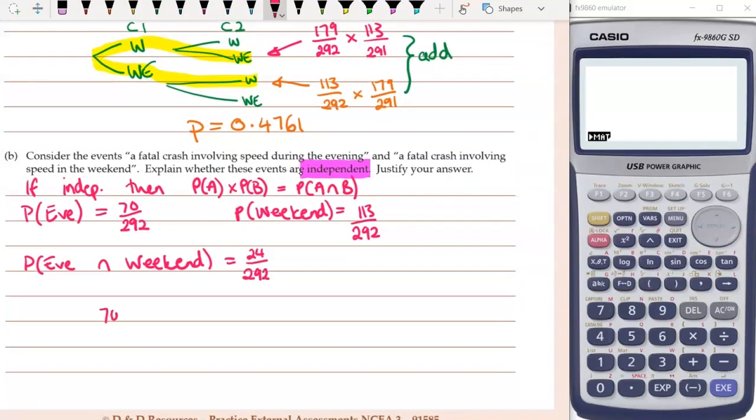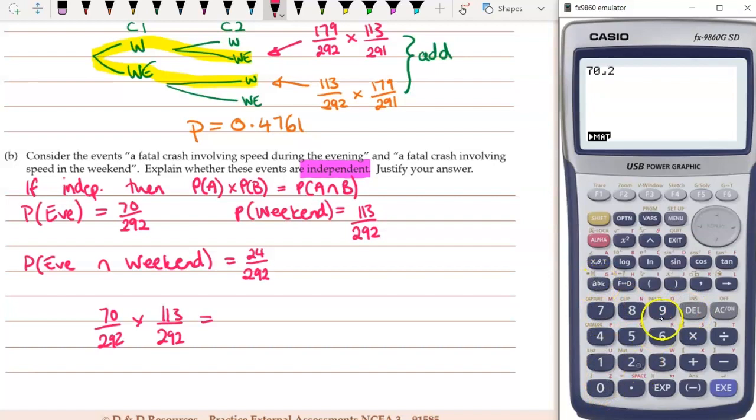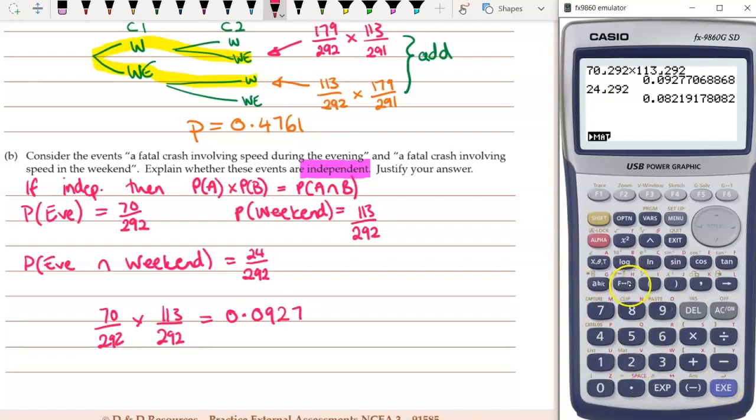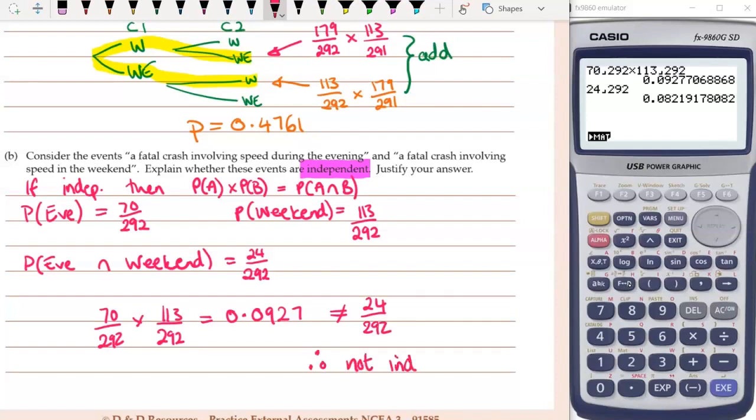Okay, now let's check. 70 over 292 times by 113 over 292. Let's go decimals here. That's equal to 0.0927. And if we do 24 divided by 292 as a decimal, that's not equal. So therefore, they are not independent.